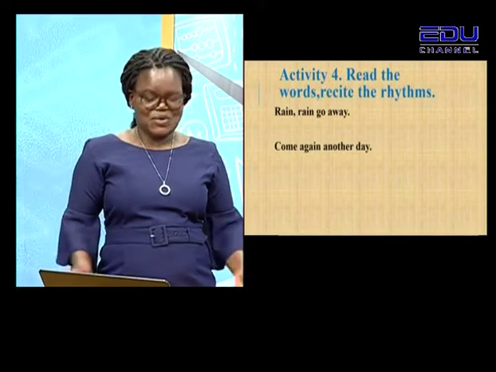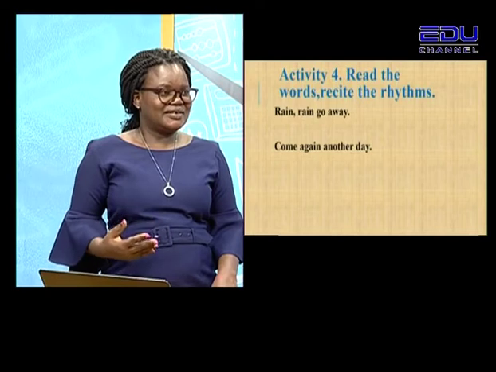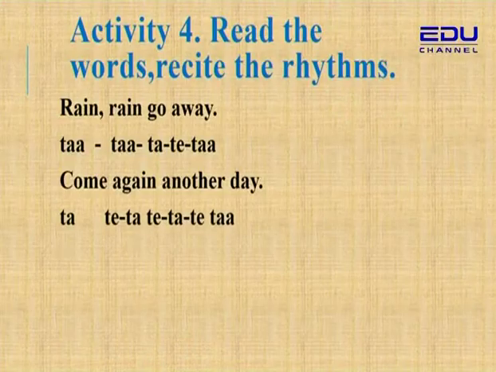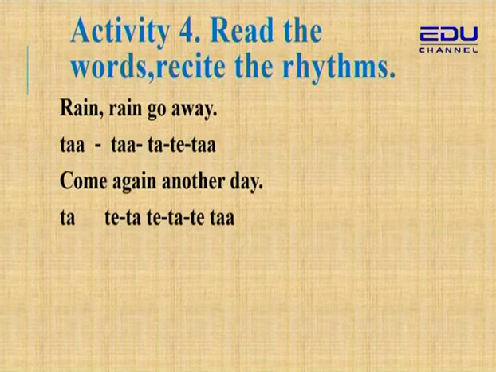And this is a magic song. So, how do you sing the song? Rain, rain, go away. Come again another day. Very good. So, ta, ta, ta, te, ta. And then the second one. Ta, te, ta, te, ta, te, ta. Sing again. Rain, rain, go away, come again another day. And some people make it even more musical.